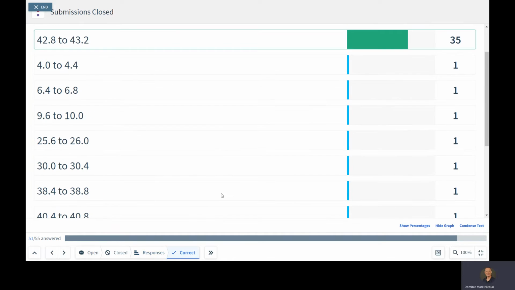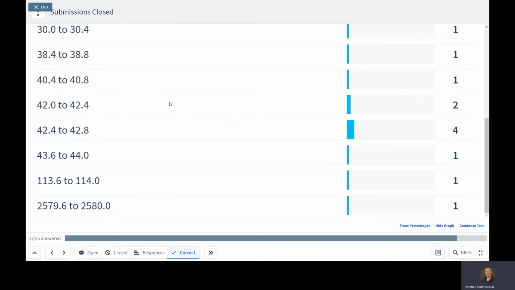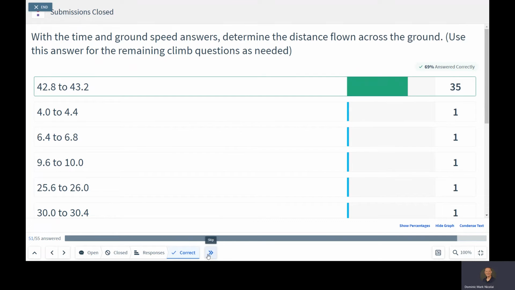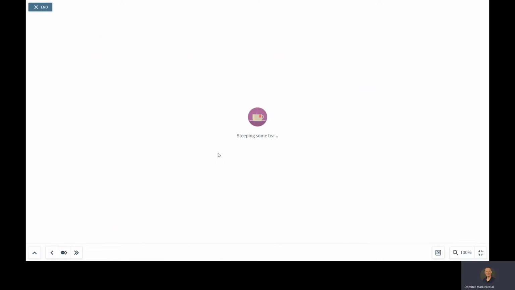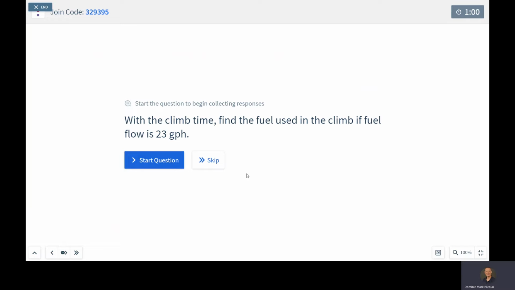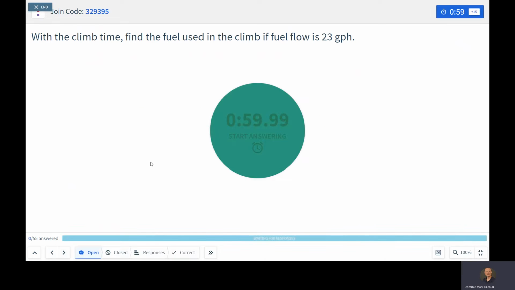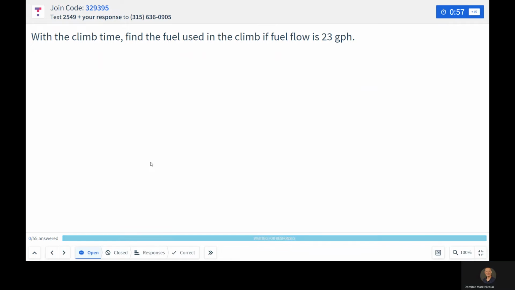So the correct answer is 43 nautical miles, and most of you did find 43 there. A lot of varieties in there as well. Okay. One more on this. What is the fuel used in the climb if the flow is 23 gallons per hour? 23 gallons per hour for 20 minutes. Set your rate to 23 gallons per hour for 20 minutes.